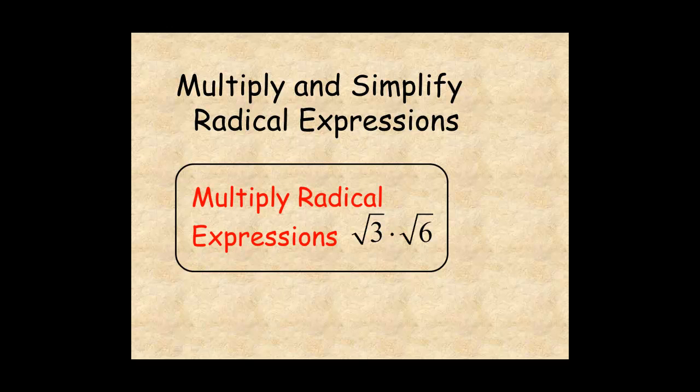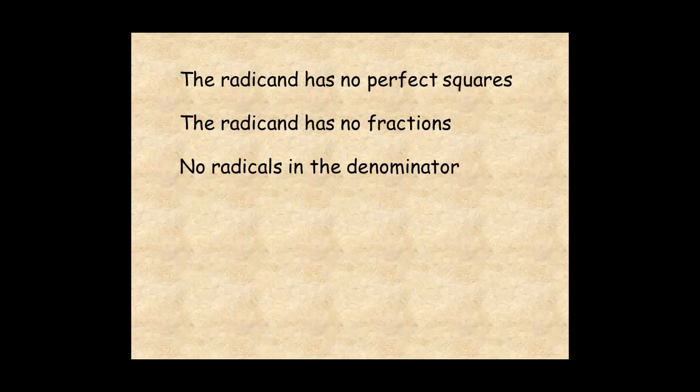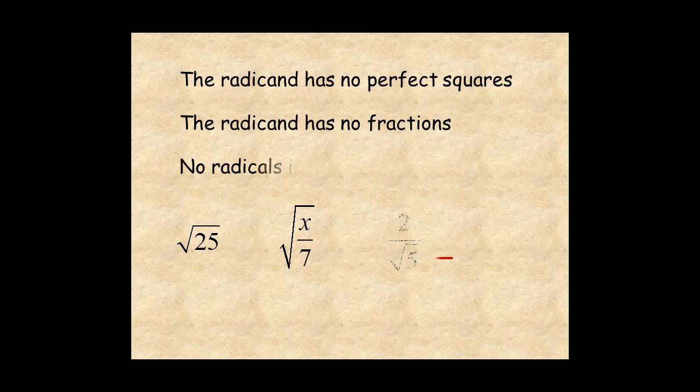This lesson shows how to multiply and simplify radical expressions. A radical expression is simplified when the following statements are true. The radicand has no perfect squares, the radicand has no fractions, and there's no radicals in the denominator. For this lesson, we'll concentrate on removing perfect squares from the radicand.